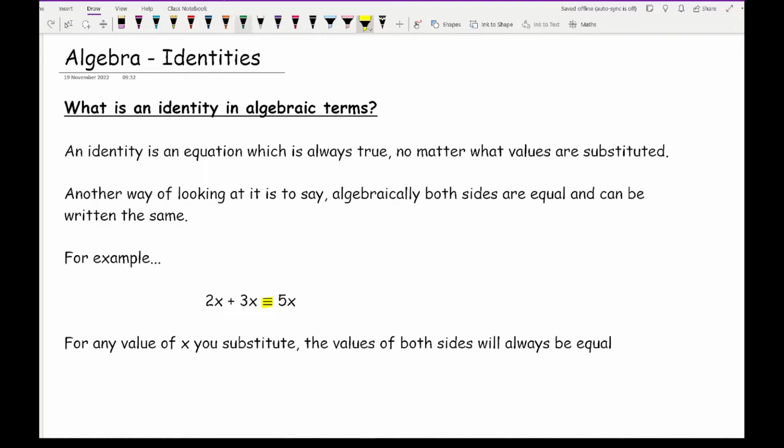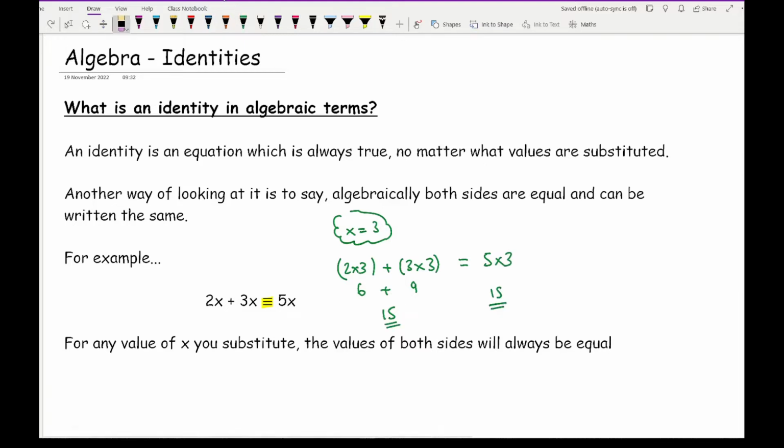So for example, let's say x equals 3. Then we'd have 2 times 3 plus 3 times 3, and if we work that out we've got 6 plus 9, which is 15. That should be equal to, if I do 5x, 5 times 3, which is 15, and as you can see those sides are the same.